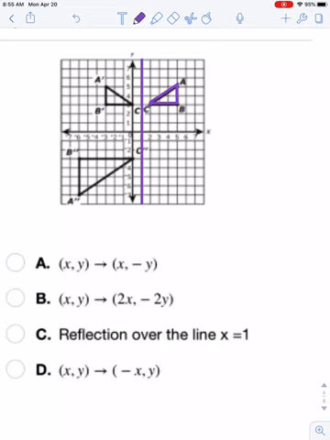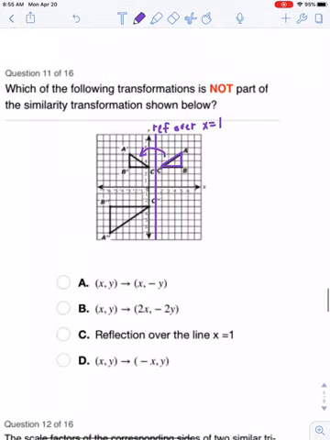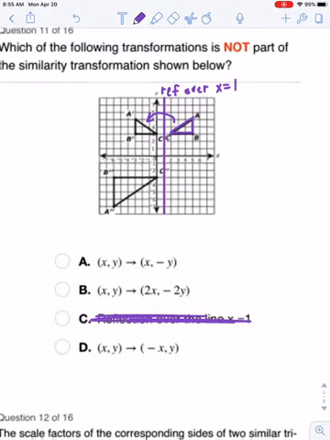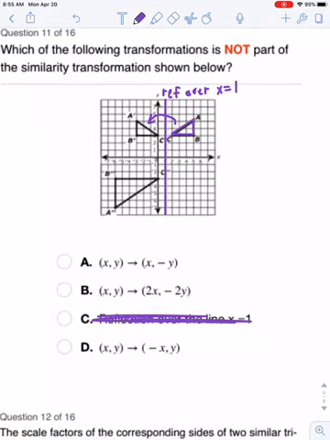I know I'm reflecting to get to triangle A prime, B prime, C prime, and this is over x equals 1. All right, so it's asking me which of the following transformations is not part of the similarity transformation shown below? Well, I can eliminate C. So we're just doing similarity stuff on a coordinate plane.